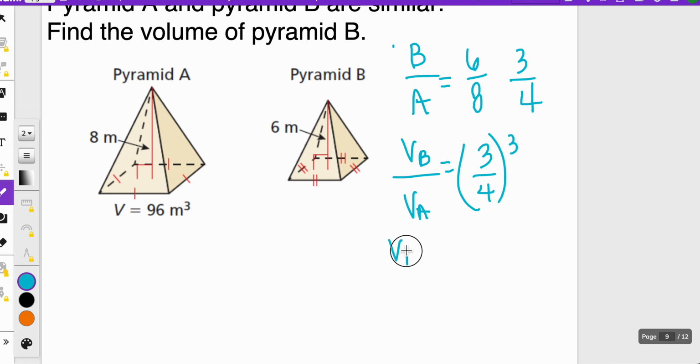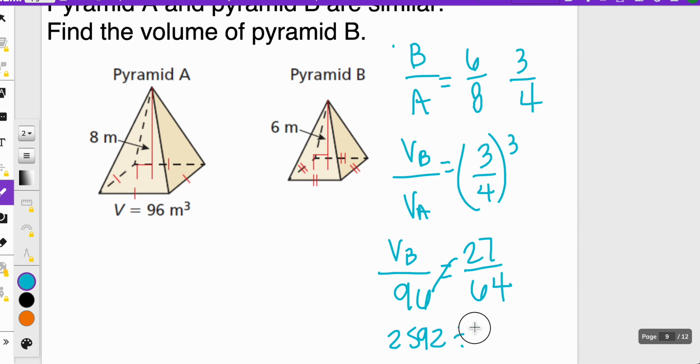So the volume of B, unknown, over the volume of A, 96, is equal to 27 over 64, and then it just becomes a proportion. I'm going to multiply 96 times 27. I'm going to get 2,592, and then divide that by 64. I'm going to get 40.5 as the volume of B.